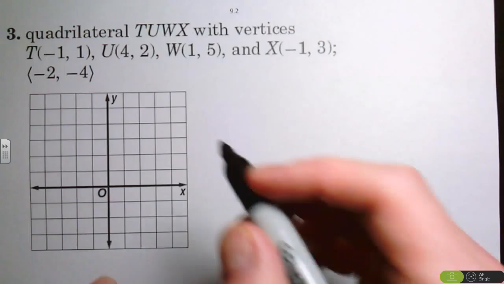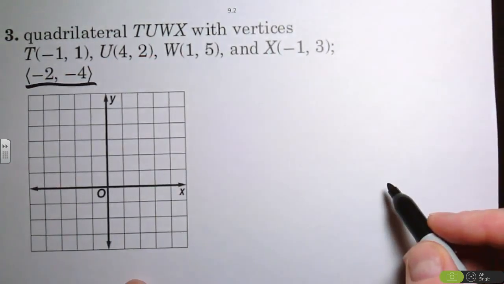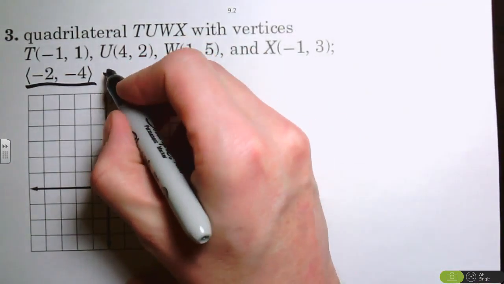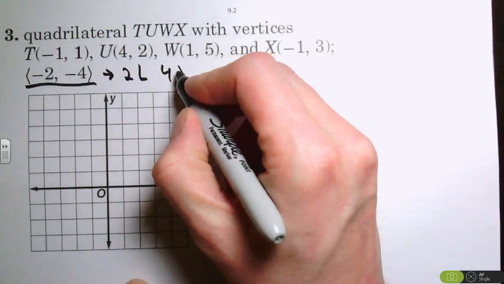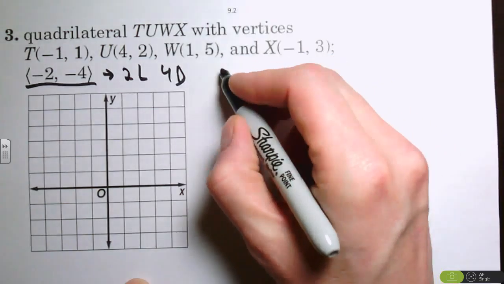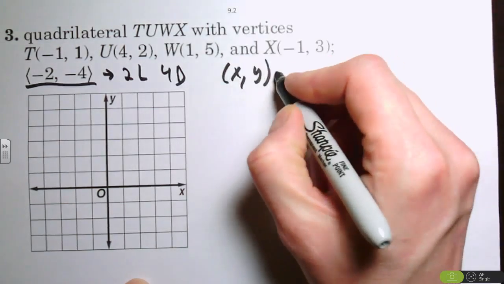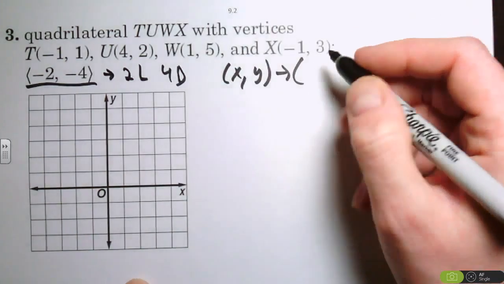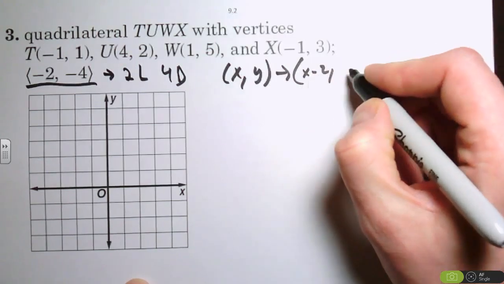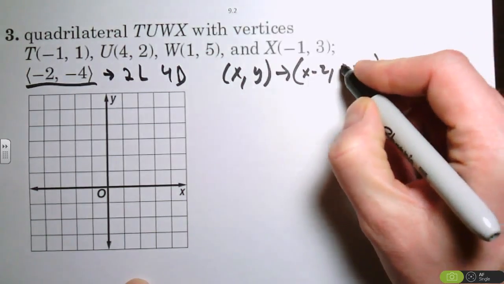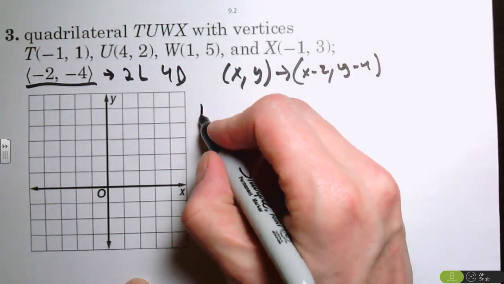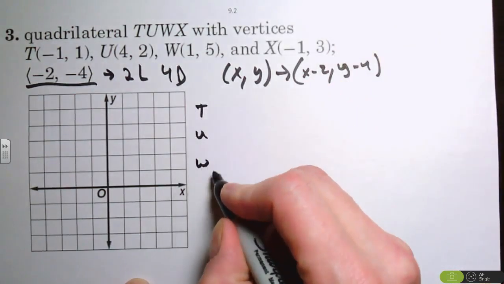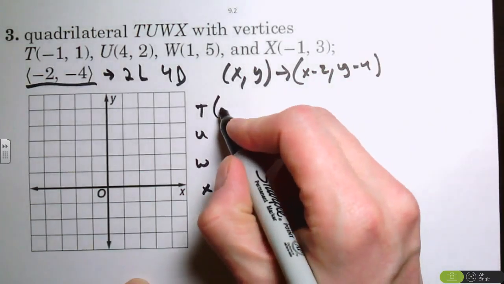So we've got this transformation of vector negative 2, 4, which again, I kind of treat as just generally thinking through it. That means 2 left, 4 down, and that's easy to sketch. But the book also has this coordinate notation version, function notation as they also call it, where it's x minus 2, y minus 4. Okay, are the points. So basically you have T, U, W, X.